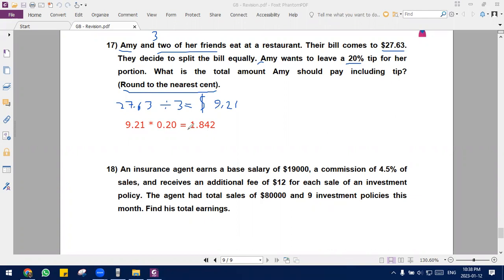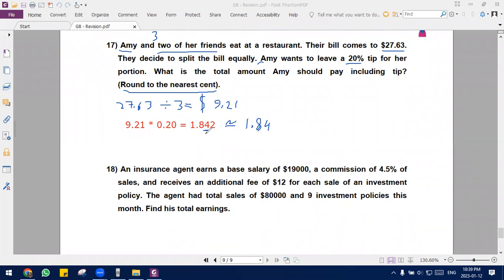But here this value has 842. The cent is the middle one. The second value after the decimal point is the cent. We need to do rounding for this number. When I round it will be 1.84. Why is it 84? They said do rounding for this digit 4.